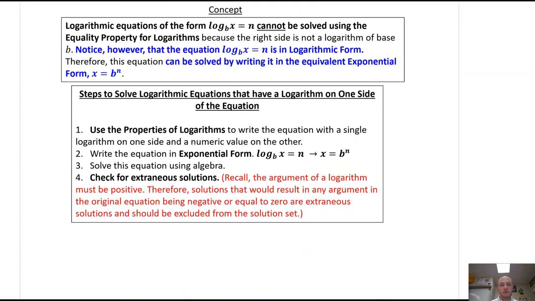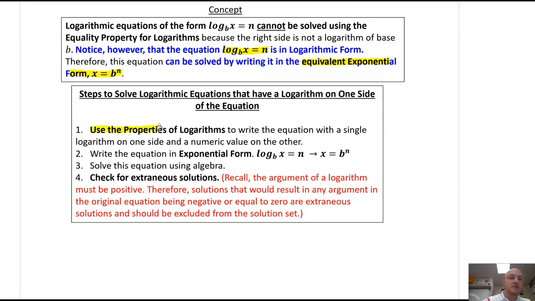What we are going to have to do is switch from logarithmic form to exponential form. And you can see here's an example. Log base b of x is equal to n. Again, that's logarithmic form. Now remember, I can go ahead and rewrite this, or find the inverse, just by switching to the equivalent exponential form, which is x is equal to b to the power of n. So I'm just going to adjust the steps for this a little bit.